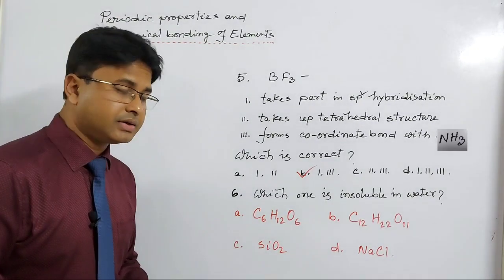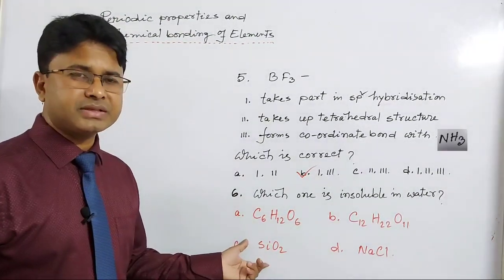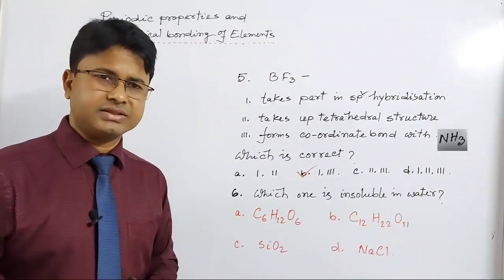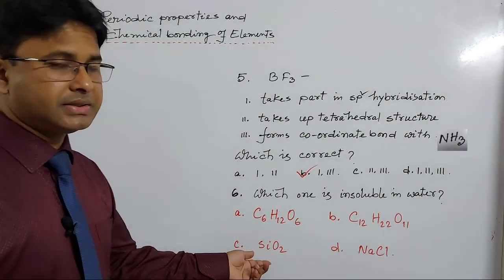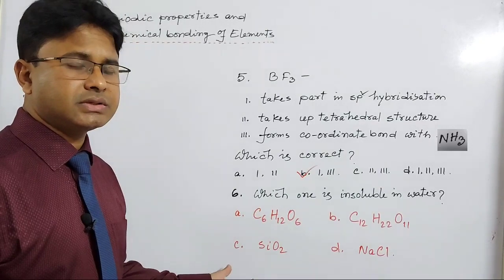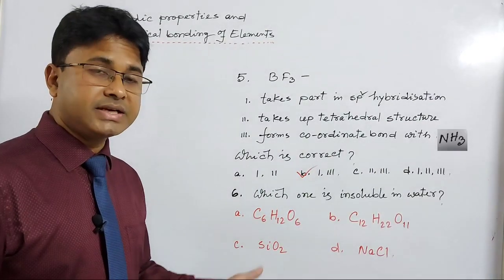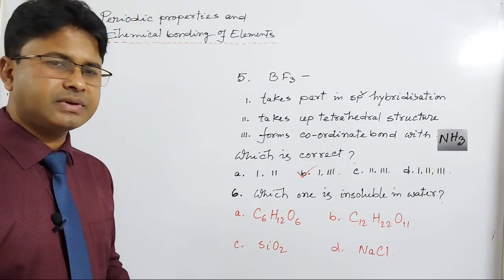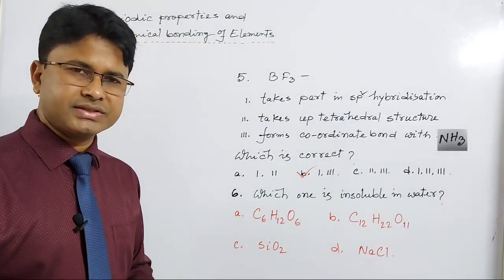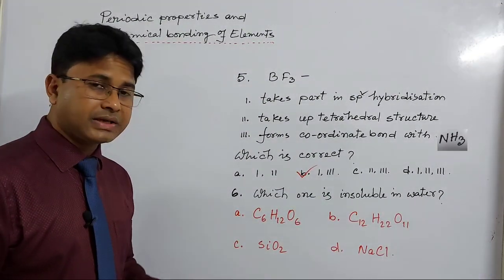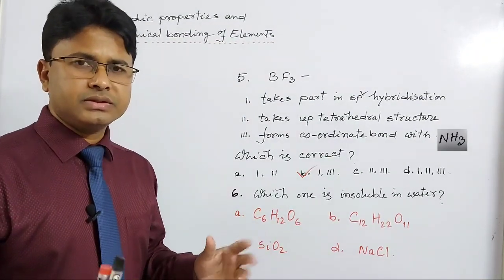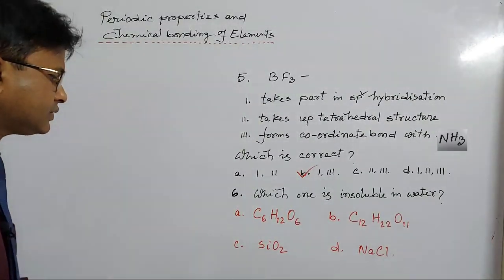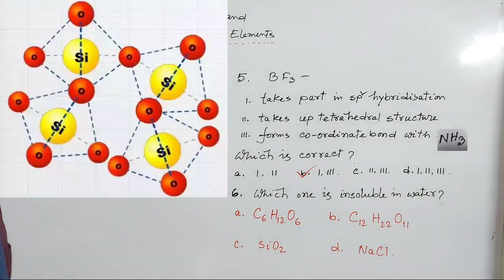But silicon dioxide, you know that silicon dioxide is a giant molecule. It has a giant structure, and by the dipole-dipole attraction force, silicon dioxide forms a giant structure, and that's why it does not show any ionic characteristics. So silicon dioxide is insoluble in water. Dear students, I would like to show you the structure of silicon dioxide in the whiteboard.